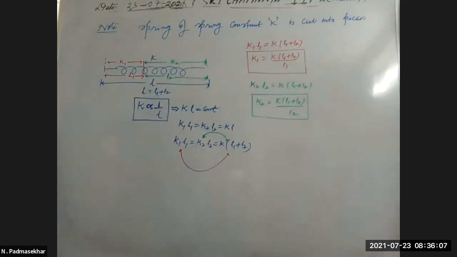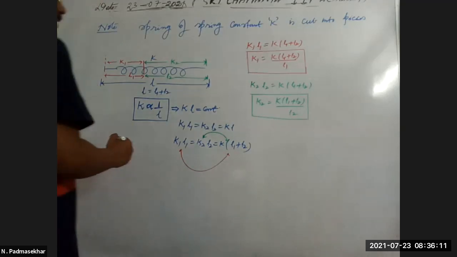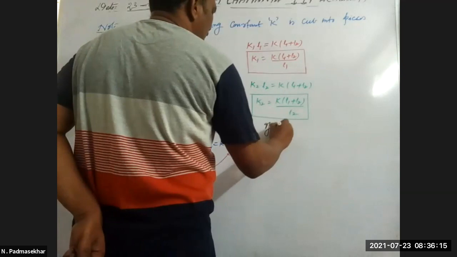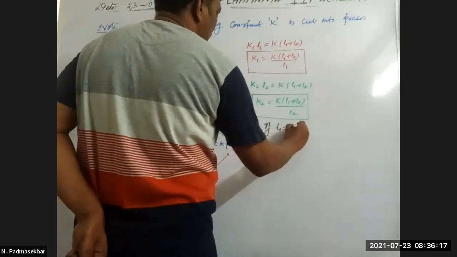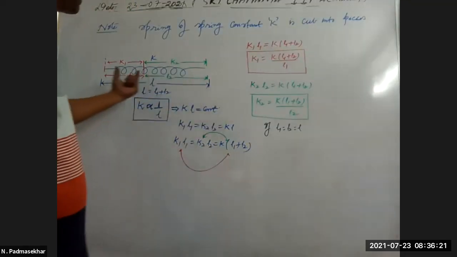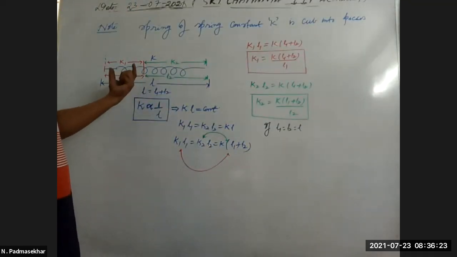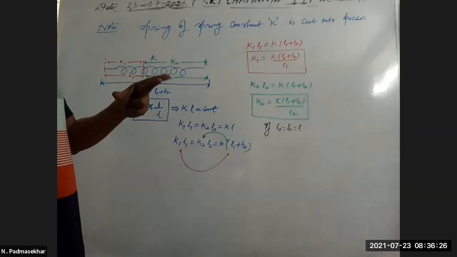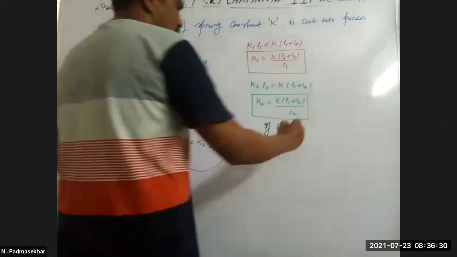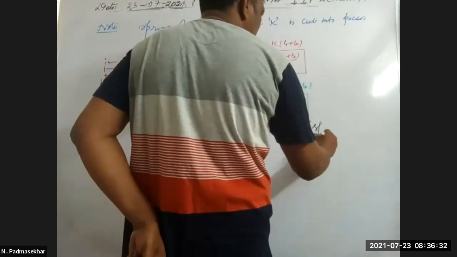Suppose here the two springs are like this. If L1 is equal to L2, the spring is cut into two equal parts.